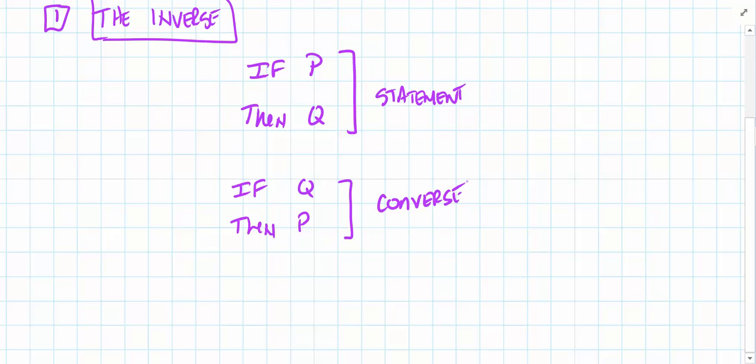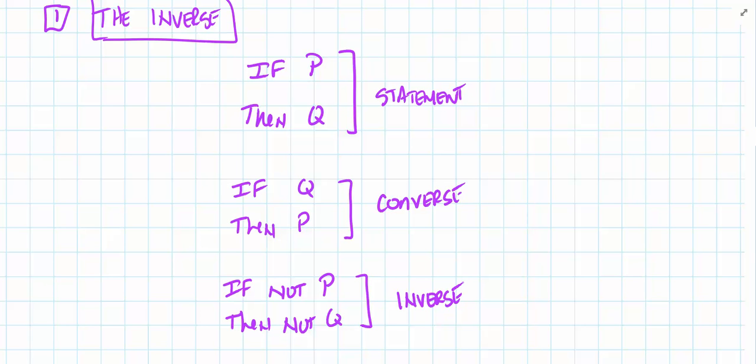There's a couple other things I could do. So I have a regular statement, I have a converse. What if I say, if not P, then not Q? This, ladies and gentlemen, is called the inverse. The inverse relates back to the original statement, right? And do I switch anything for the inverse? I just not them. I not the P and I not the Q.